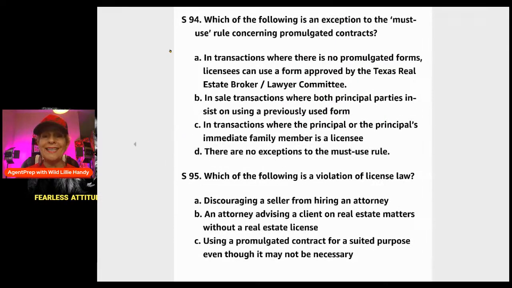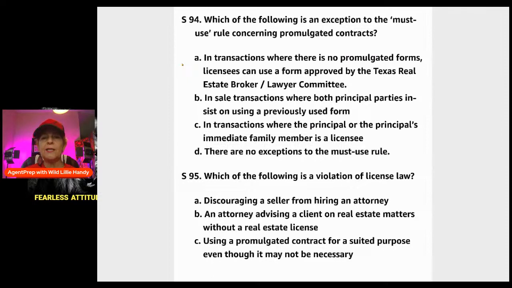Which of the following is an exception to the must-use rule concerning promulgated contracts? So let's read it correctly, okay? Because even I make mistakes and I'm reading them to you. So which of the following is an exception to the must-use rule concerning promulgated contracts?